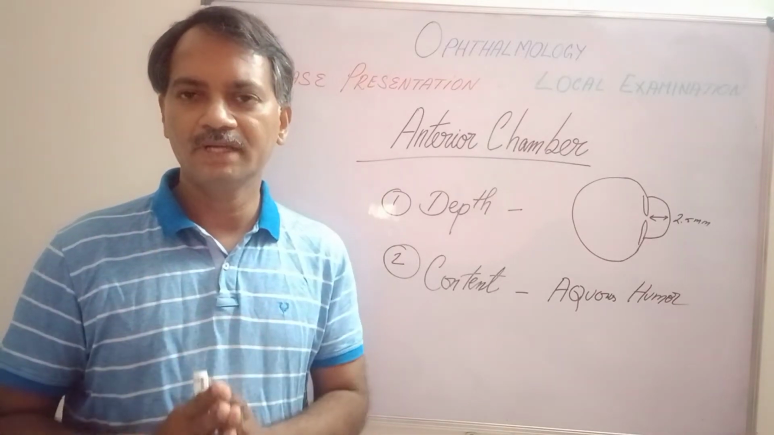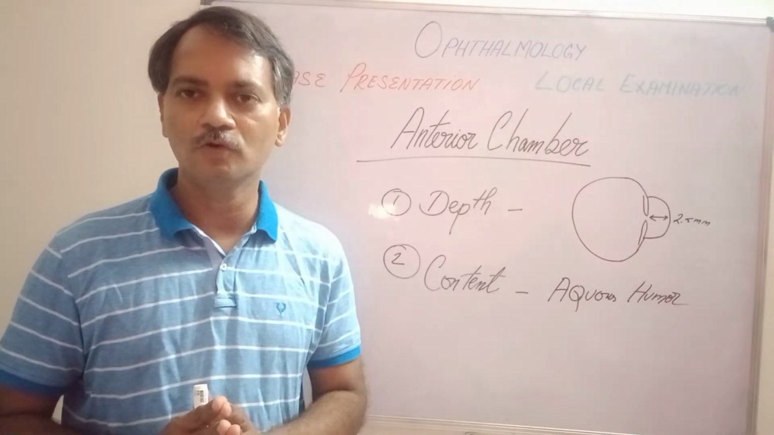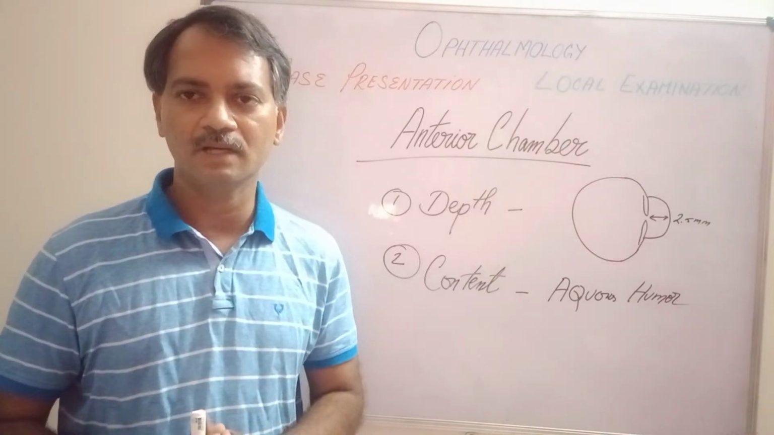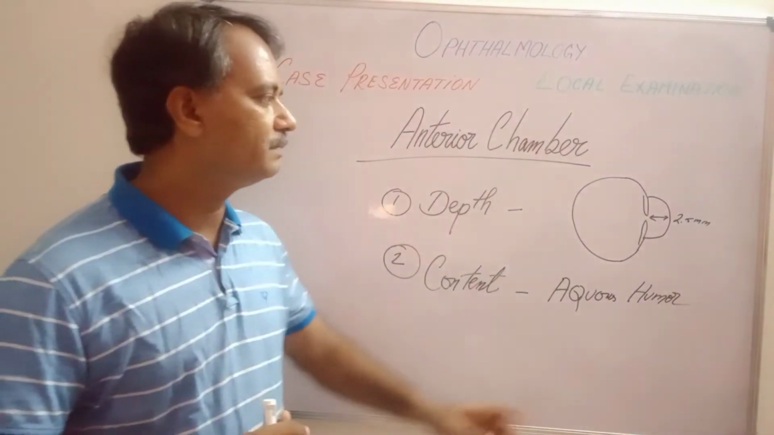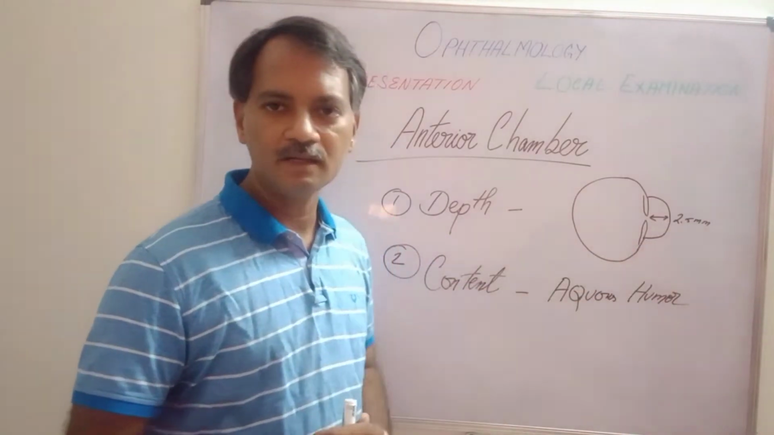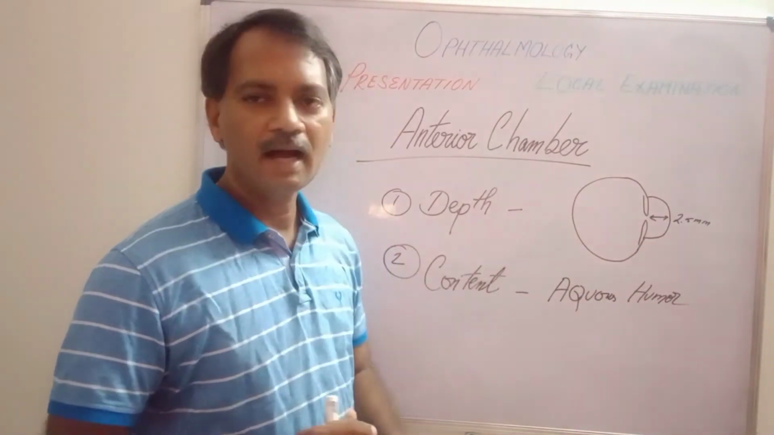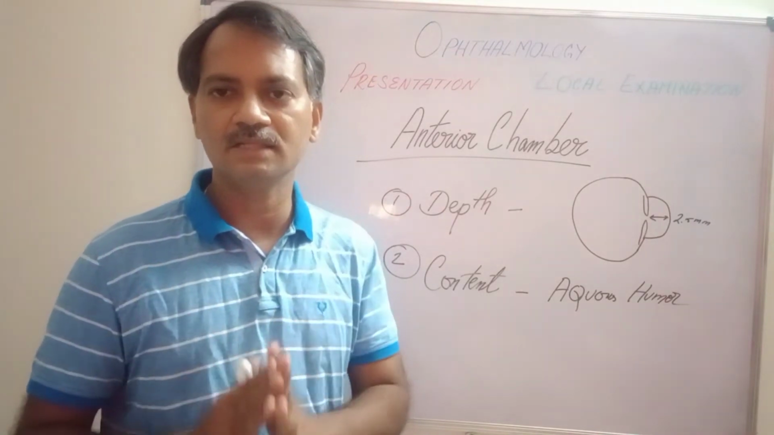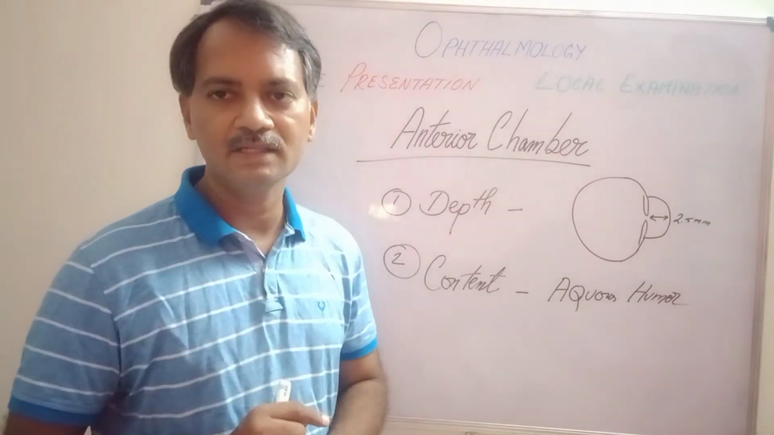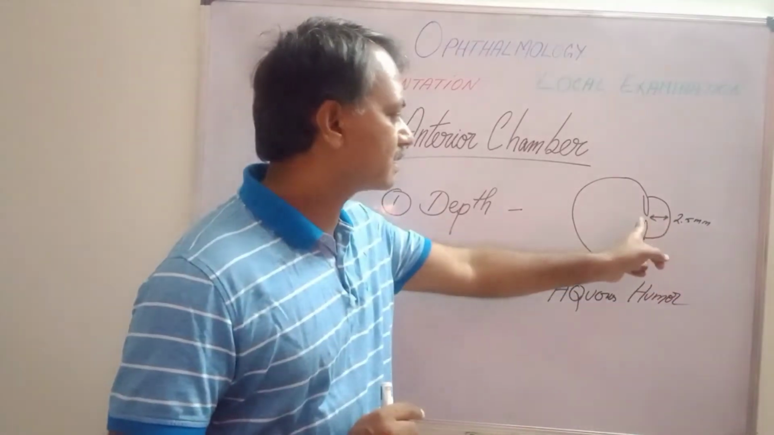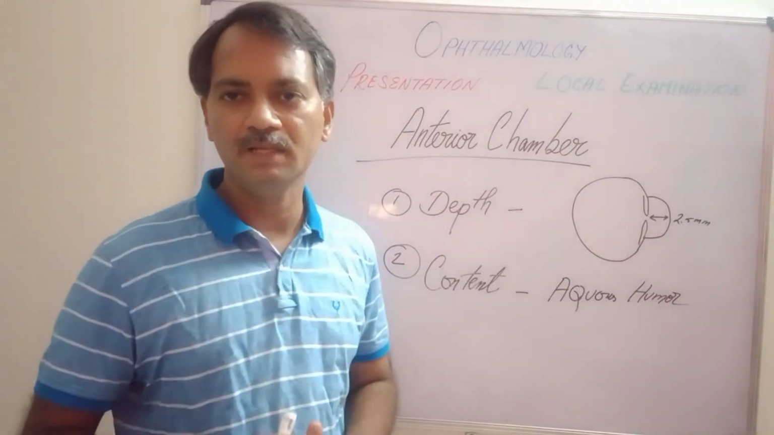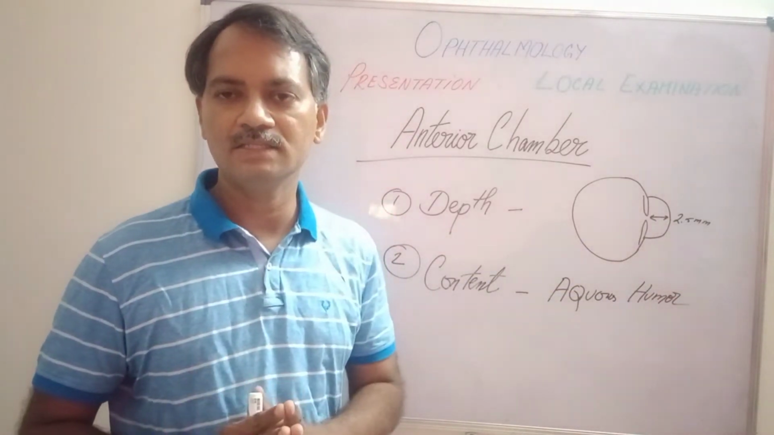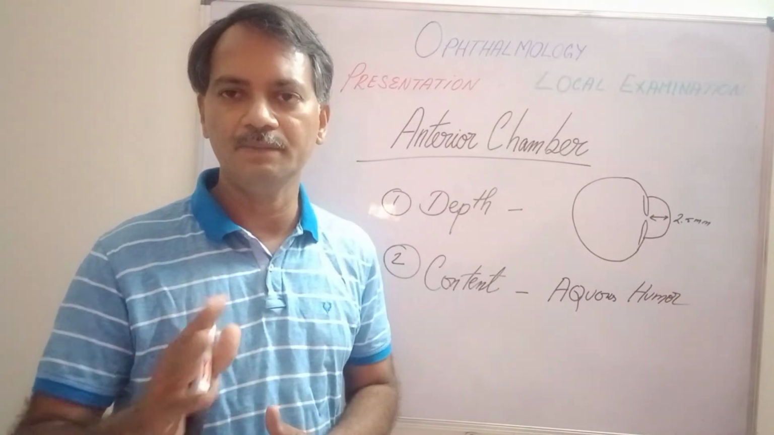When we talk about the depth of the anterior chamber, we should know the boundaries of the anterior chamber. Anterior chamber is bounded by the cornea in front, iris behind, and in the pupillary area you have the lens. This is the anterior chamber. The depth of the anterior chamber in the center is 2.5 millimeters. Depth of the anterior chamber in the periphery is 1 millimeter.